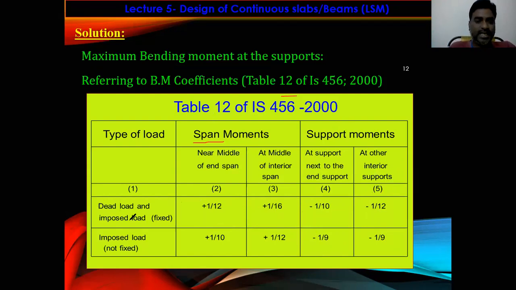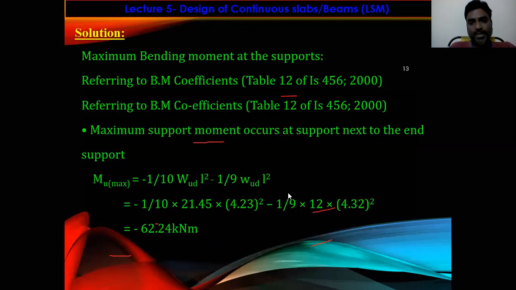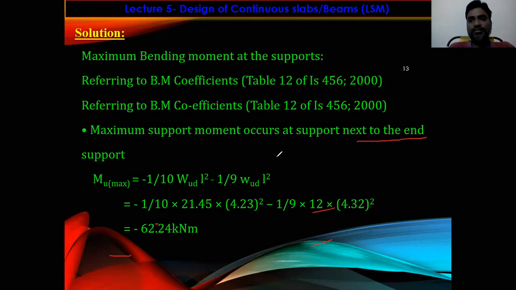So for dead load and imposed load fixed, at the support next to the end support, the factor is 1 by 10. And for imposed load not fixed, it is minus 1 by 9. These factors should be multiplied with load into effective span to determine the maximum bending moment. See, from Table 12, the maximum support moment occurs at the support next to the end support. From that table you can easily identify it. If you have any doubt, you can calculate and find it.